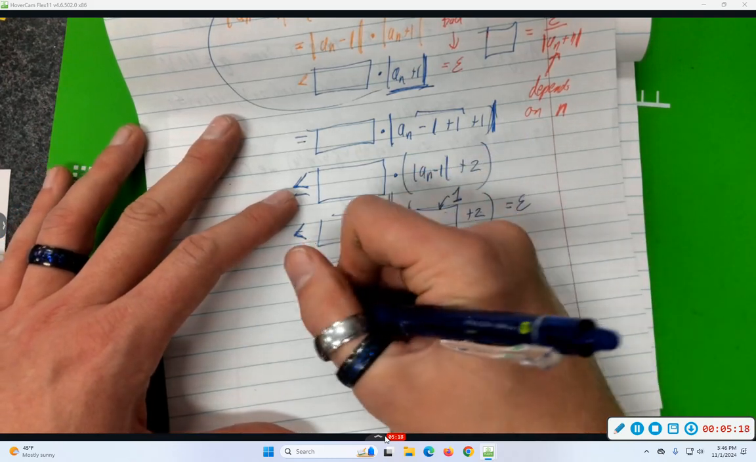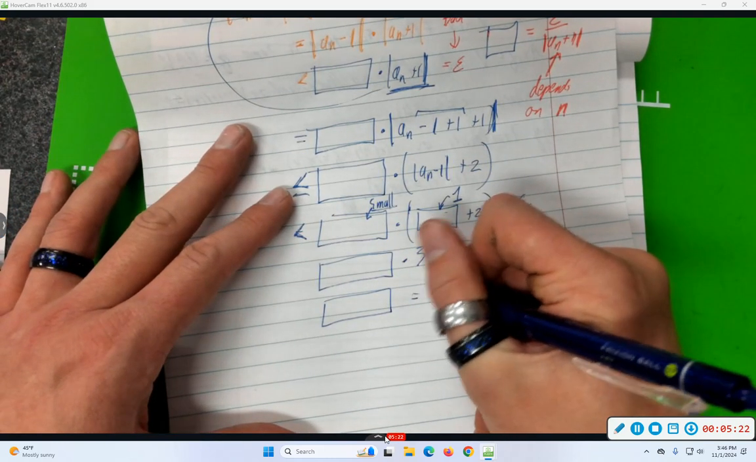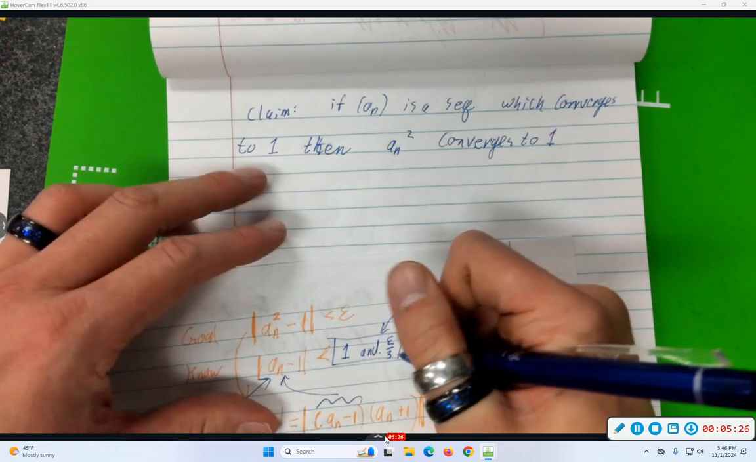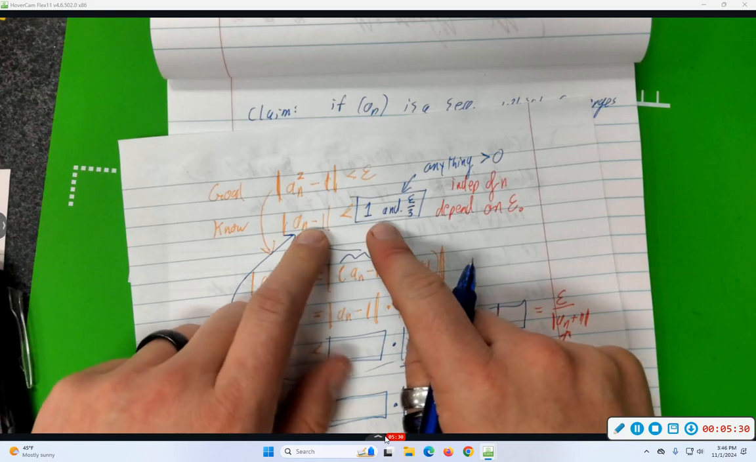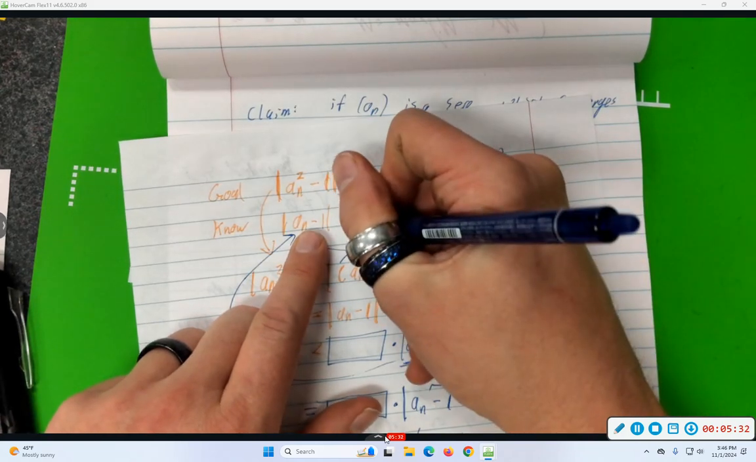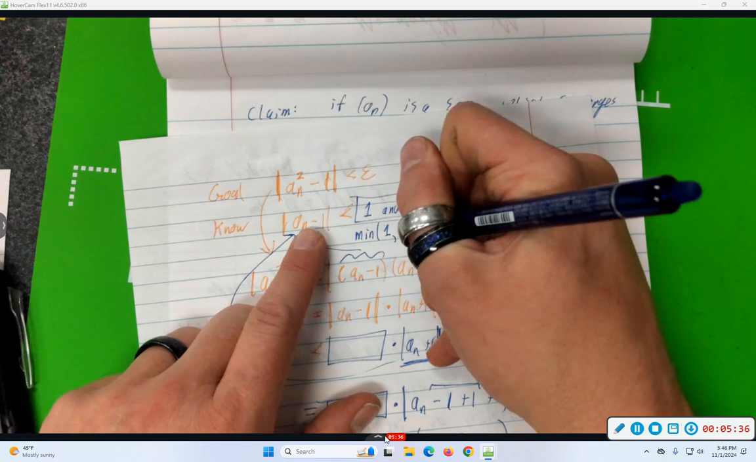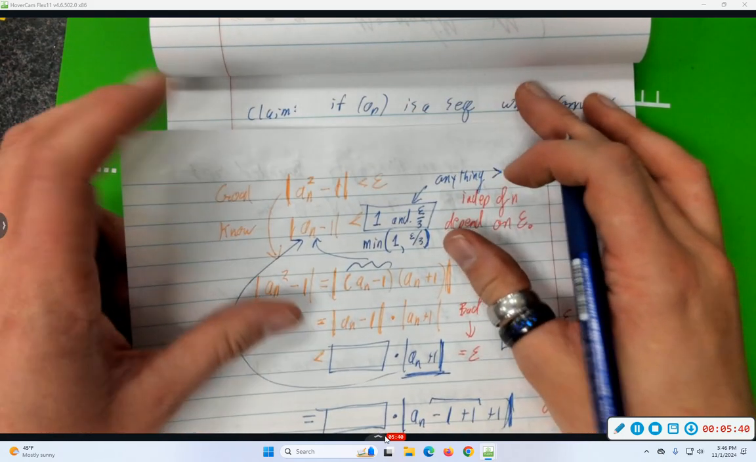I can set that equal to epsilon. So what I want in the box is, it looks like, epsilon over 3. All right. So it looks like I need to have the absolute value of a_n minus 1 be less than 1 and be less than epsilon over 3. Well, you know what that means. I need it to be less than the min of 1 and epsilon over 3. All right. We have our idea down. Let's write the proof.